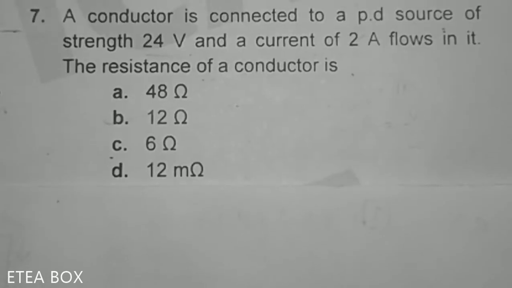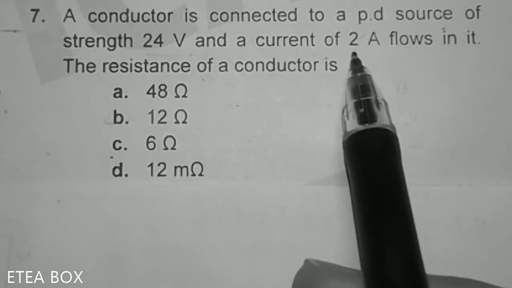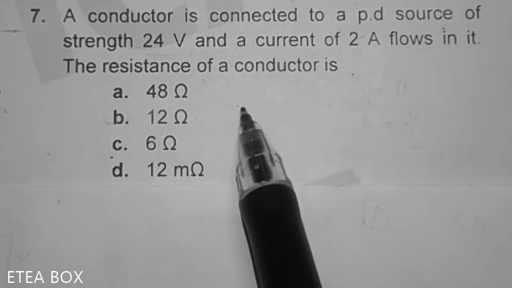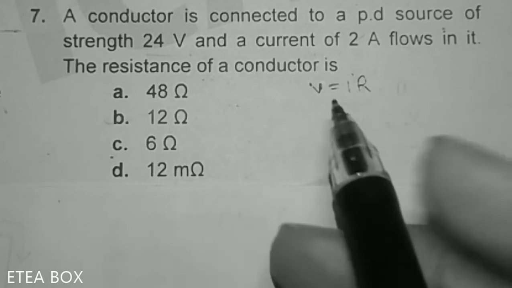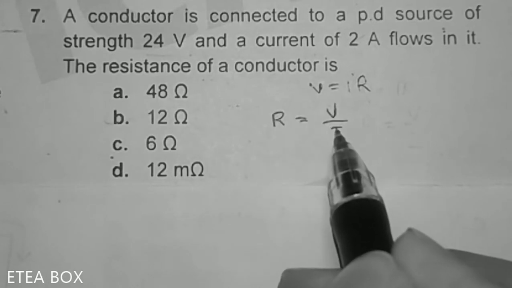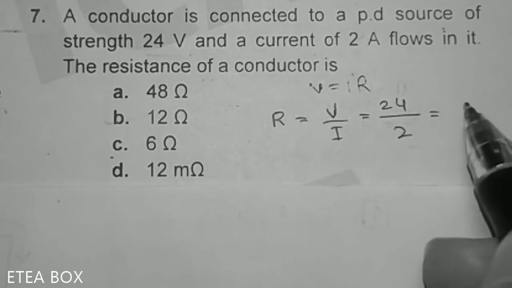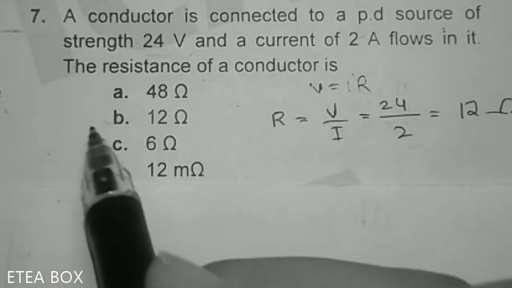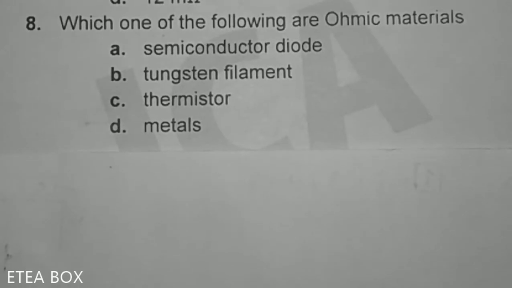A conductor is connected to a potential difference source of strength 24 volt and a current of 2 ampere flows in it. The resistance of the conductor is? Here we know that V is equal to IR. The required quantity is resistance, R is equal to V divided by I. Voltage is 24 and current is 2, so it will give 12 ohm resistance. Option B is correct.